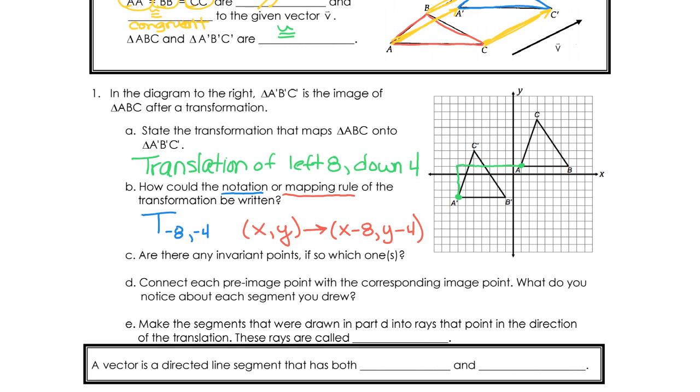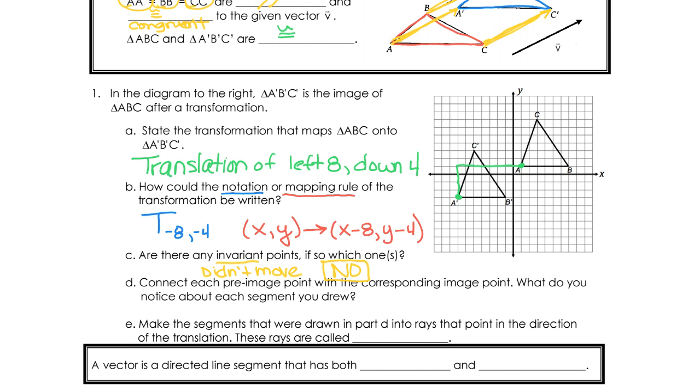Okay? Part C is asking for any invariant points. Remember, invariant means didn't move. You didn't vary, you didn't move, you didn't change, okay? But if you can see, all of our ABC became in a different location, and so they did all move. So are there any points that didn't move? And the answer is no. Okay? They all moved to a new location.